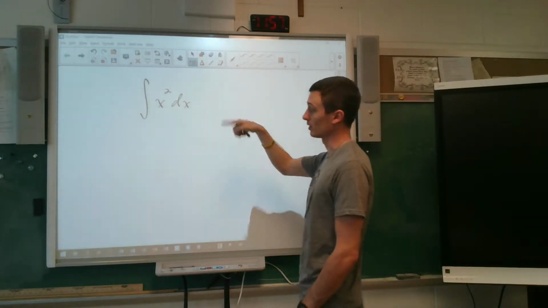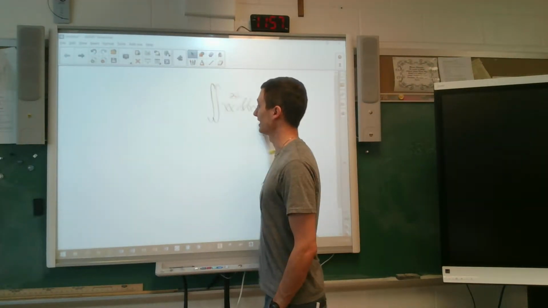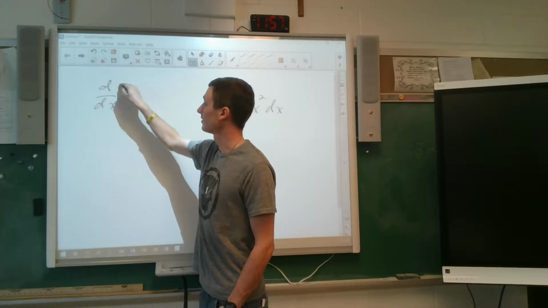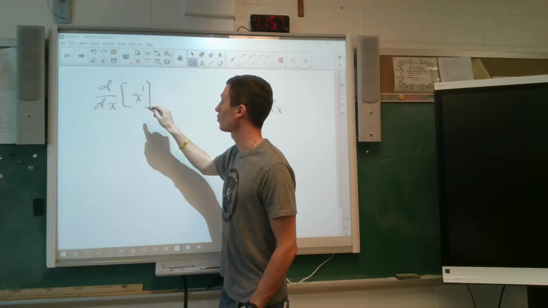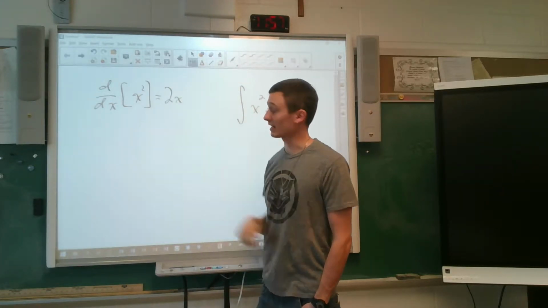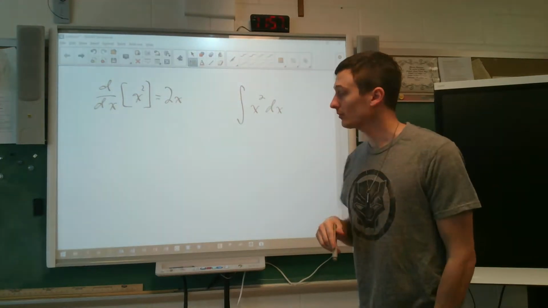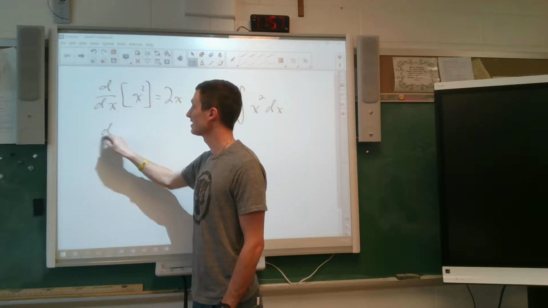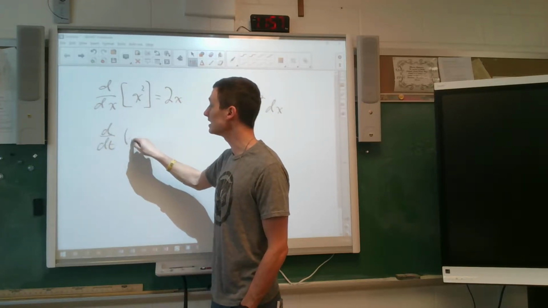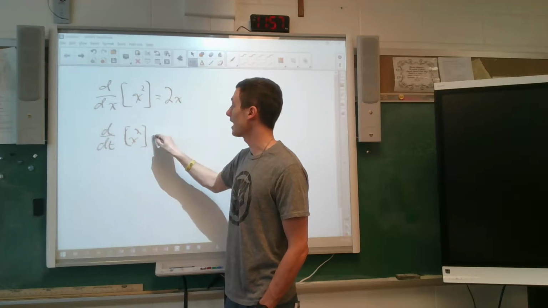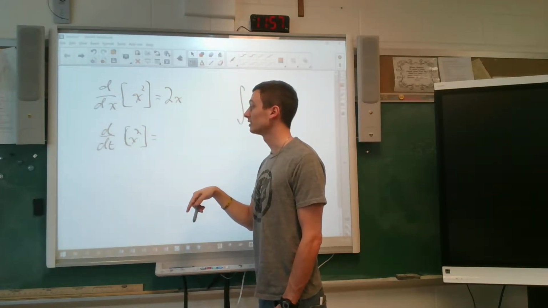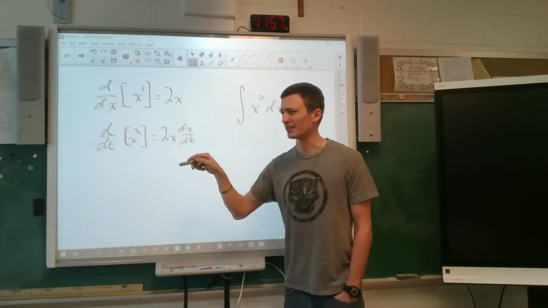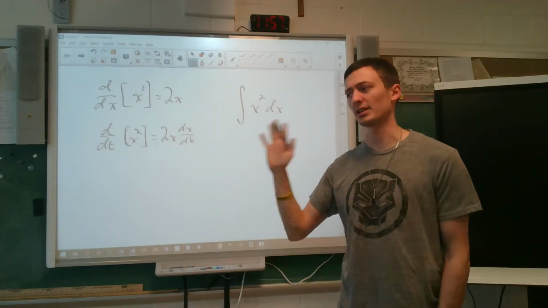The dx means with respect to x, in the same way that if we're asked to find the derivative with respect to x of x squared, that would be 2x, because we're taking the derivative with respect to x. If I was asked the derivative with respect to t of x squared, that would be 2x dx/dt. And that's where the implicit differentiation comes into play, and that's where it gets confusing.